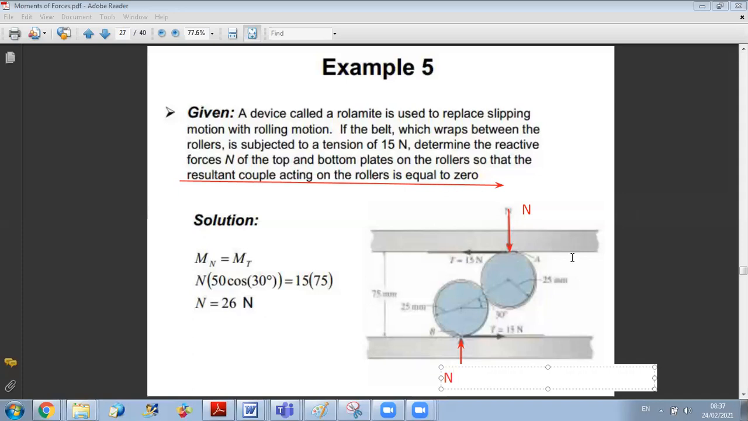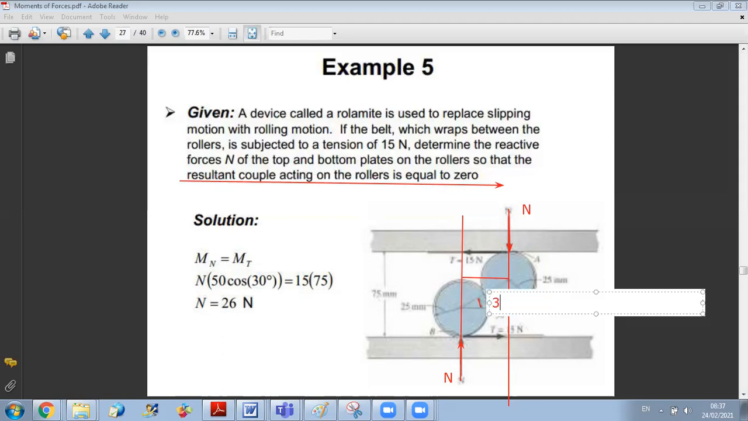So for this couple, if I want to find it, I should look at the distance between the two forces. So this is the line of action of the first force. This is the line of action of the second. I need to determine the perpendicular distance between them. Okay? In order to find this distance, if I look well at my figure, I can easily find it. Why? Because they gave me here that this angle is 30 degrees.